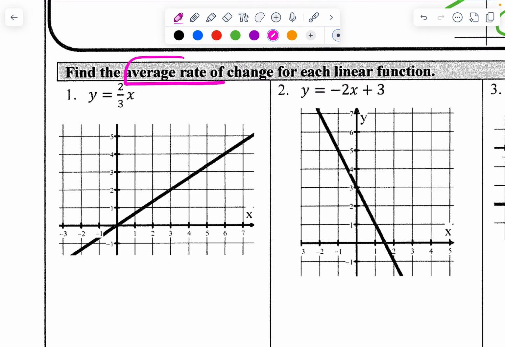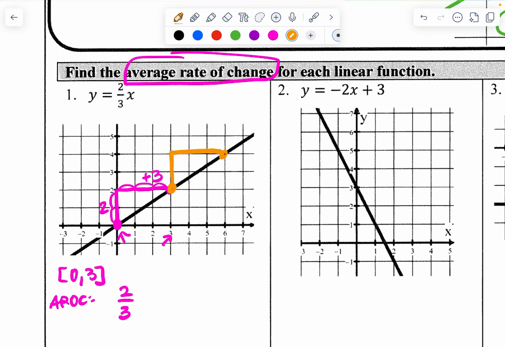So let's go ahead and look at what this looks like. If we're talking about the average rate of change for the linear function y equals 2/3 x, let's pick 2 points. I like clicky points, which means they cross along the grid. If I look here, the rate of change for my y value, my dependent, is going up 2, and my independent value is adding 3. So for my interval from 0 to 3, my average rate of change is 2/3.